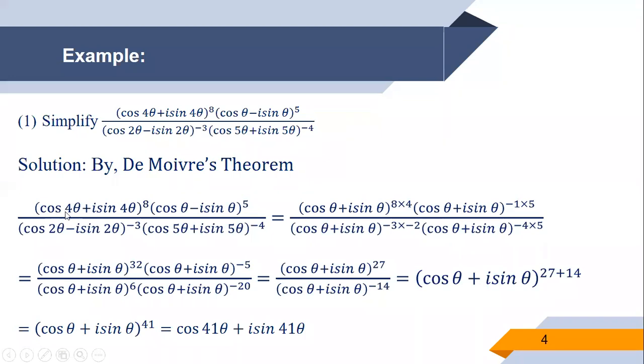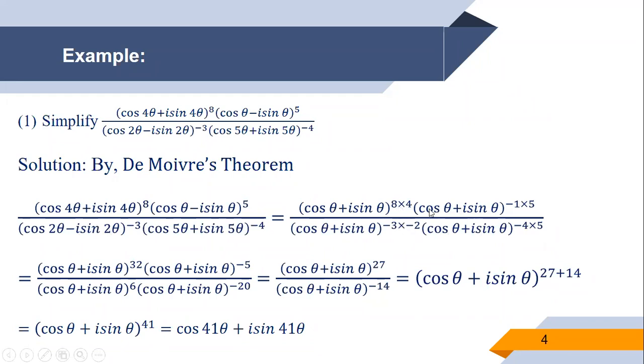So first, (cos 4 theta + i sin 4 theta) raised to 8 will be converted into (cos theta + i sin theta) raised to 4 into 8, because we convert all forms into cos theta + i sin theta. So first (cos theta + i sin theta) raised to 8 into 4. Second, (cos theta + i sin theta) raised to 5. Here minus, so into minus 1. Here minus, and 2, so minus 2. And here 5, so 5 into minus 4. So this form can be expressed in this form.